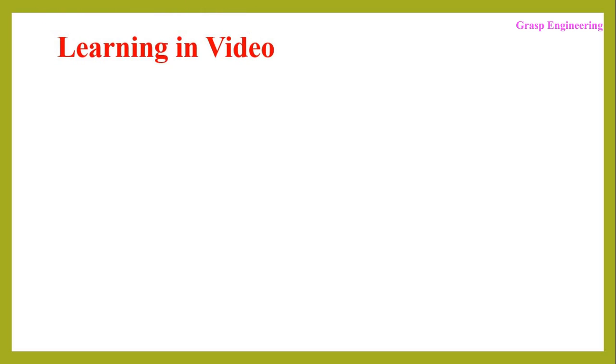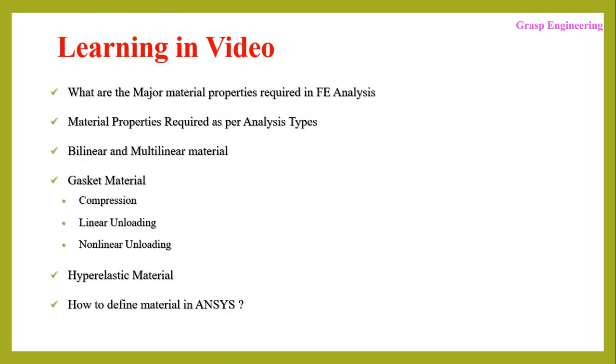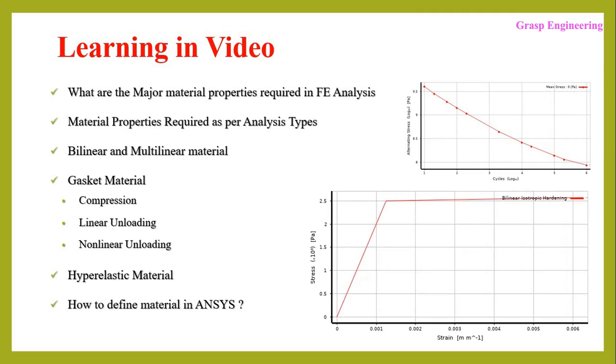So this slide represents the learnings in this video. First, we will discuss the major material properties that we need to perform the FEA analysis. Basically Young's modulus and Poisson's ratio. These are the two major material property details which we need to perform the FEA simulations. Then next we will discuss the material properties required as per different analysis types. Okay, so we will discuss all this.